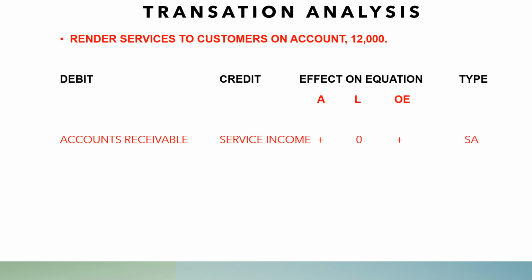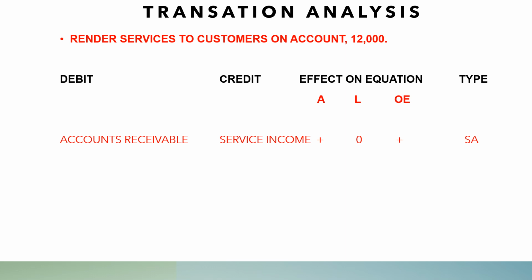Next transaction is the rendering of services to customers on account, 12,000. So translate it to Tagalog, this means that the company provided services to customers on credit. So meaning, the customer did not pay, pero ang company, na-render na niya yung service. So naibigay na yung service. So therefore, it's still service income because the services are already rendered.